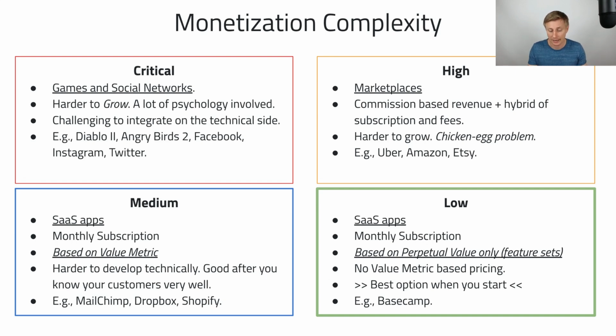And the winner, the simplest, the lowest possible complexity ideas are also SaaS applications. Like the most accessible software to build is SaaS on monthly subscription with 1 or 2 plans which differ only based on feature sets. It's easier to build and probably to grow.